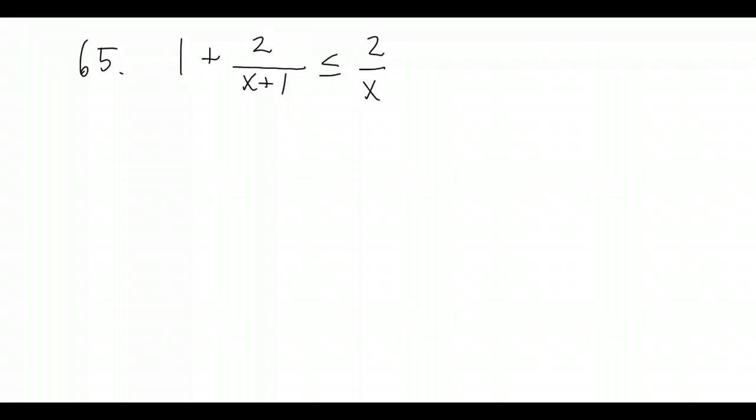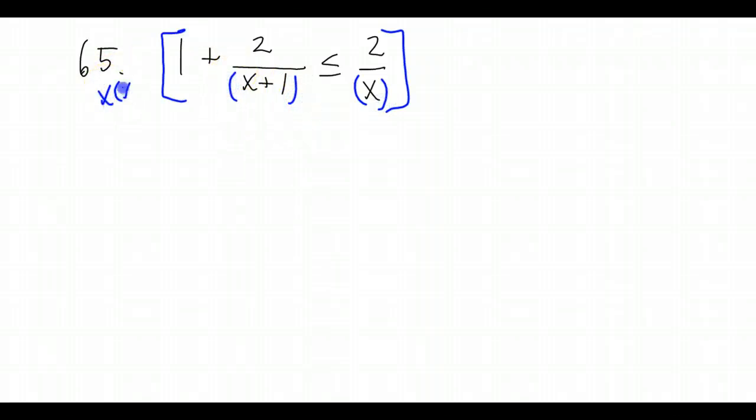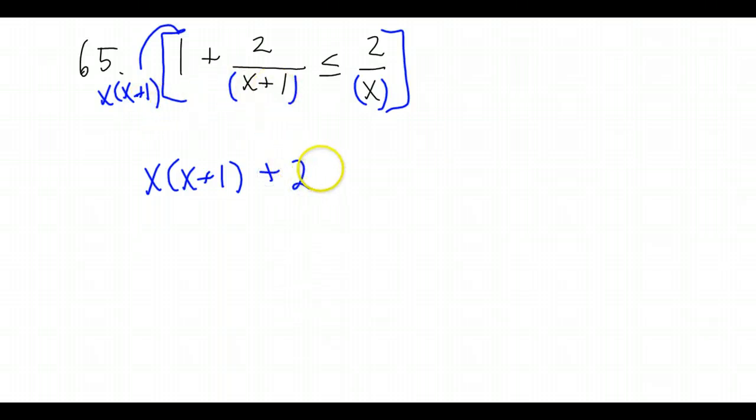Last question, it gets a little tough. Okay, let's see what happens. I'm going to multiply everything by the lowest common denominator, so I'm going to multiply everything by x times x plus 1. You multiply that by 1, you get x times x plus 1, plus 2 times the x plus 1 cancels, so 2 times x, less or equal to 2, well, the x's cancel, so 2 times x plus 1.